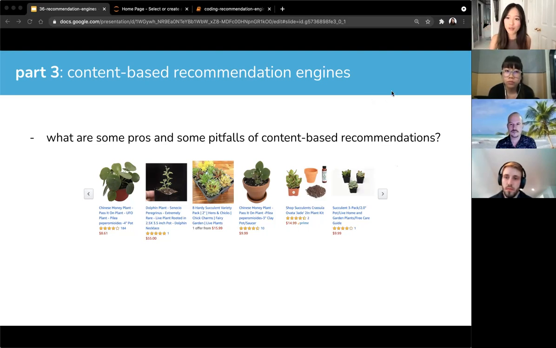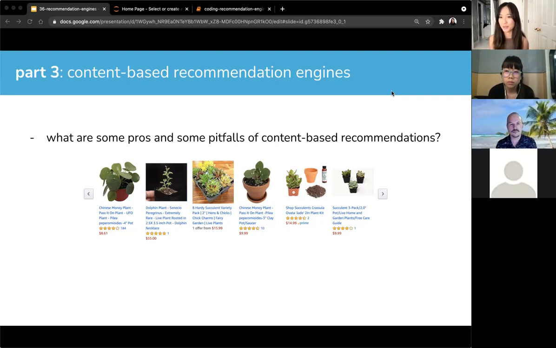Again, the pro of this kind of recommendation engine, especially if you're using a nearest neighbors method, is that it's very, very easy to set up. You don't need a lot of customer data in order to set up this sort of engine.